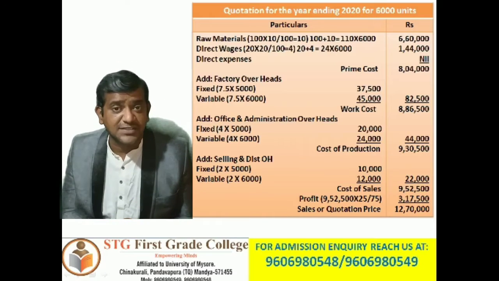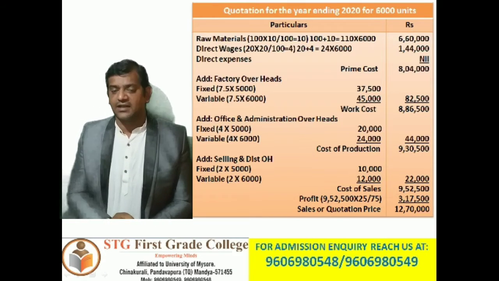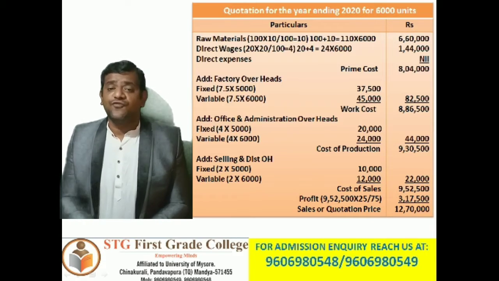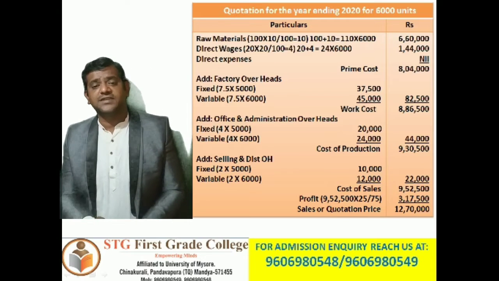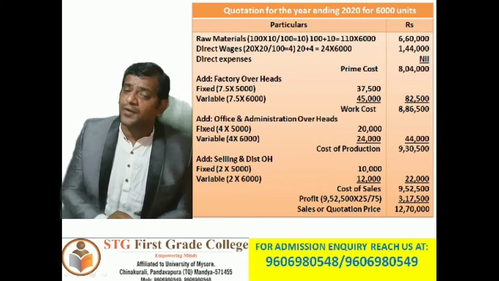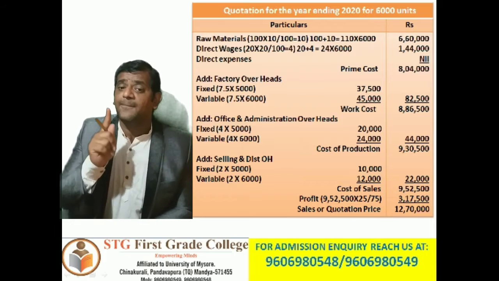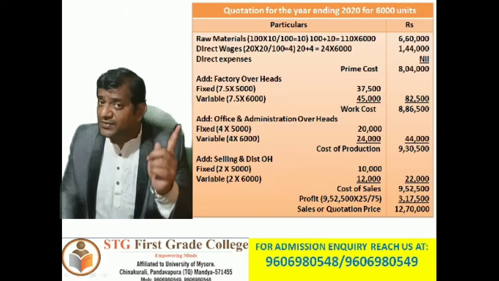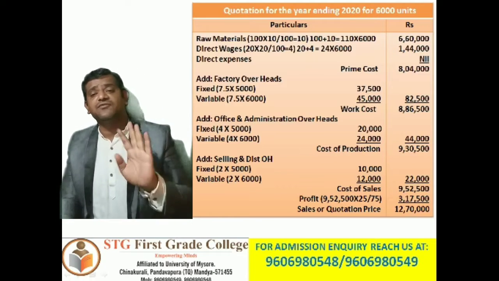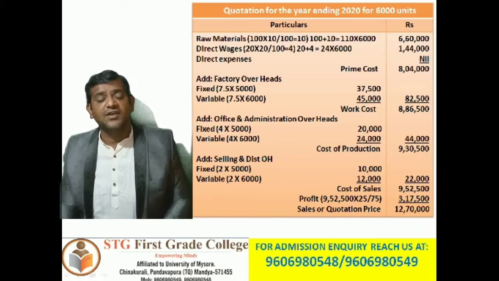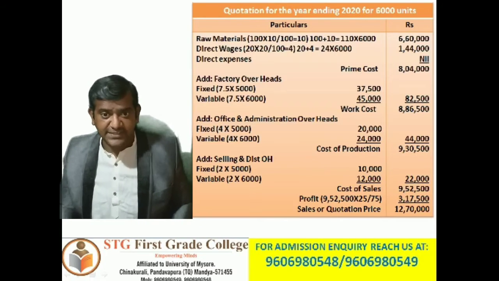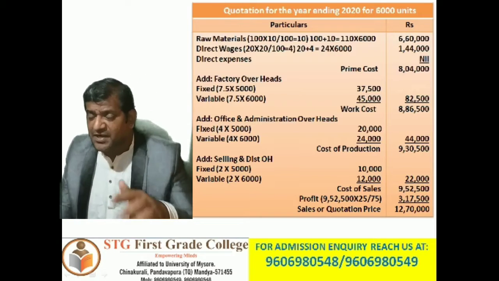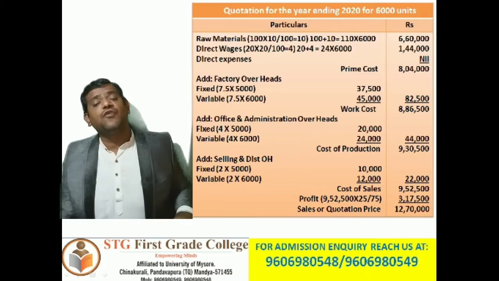How much prime cost is? 8,04,000. Clear? So next is add factory overheads. So factory overheads, fixed 50% and variable 50%. So fixed, what was the factory overheads per unit cost there? 7.5. Okay, 7.5 into how many units were there? 5,000. So 7.5 into 5,000, 37,500, because fixed means it cannot change. Variable 7.5 into 6,000 units which are produced this year. So that comes to 45,000.